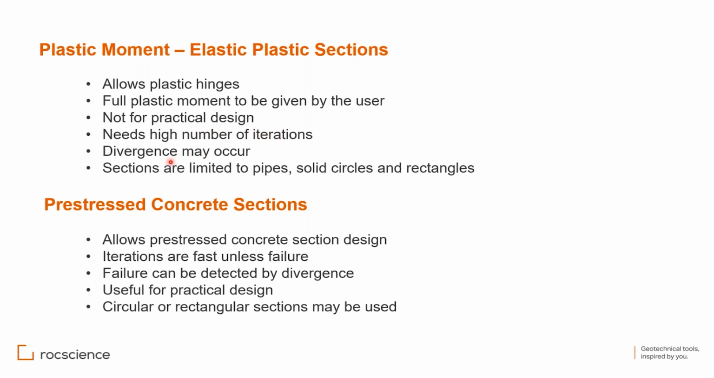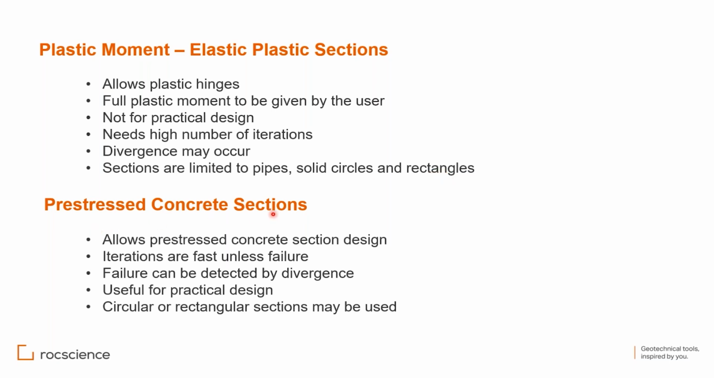So be sure that if you stop at a specific number of iterations, you increase your iterations. Divergence usually occurs if the section fails and it can't hold any moment anymore. Sections are limited to pipes, circles, and rectangles. This is also one of the limits of this method.